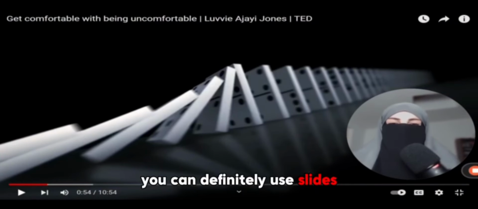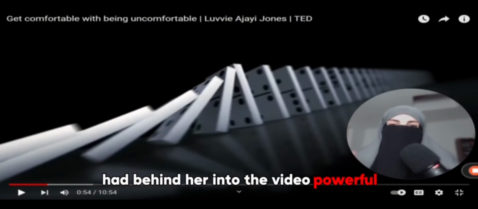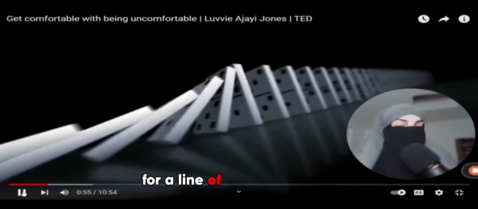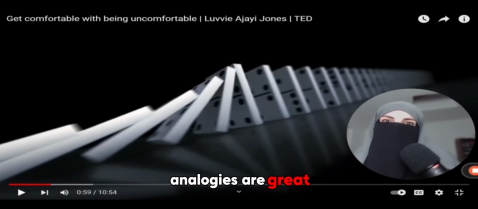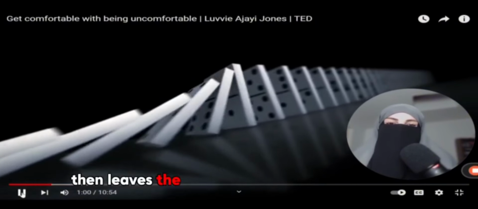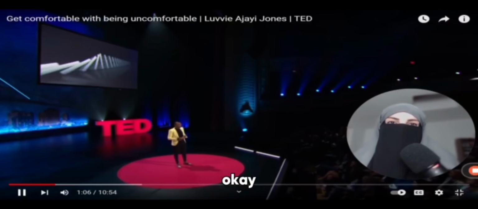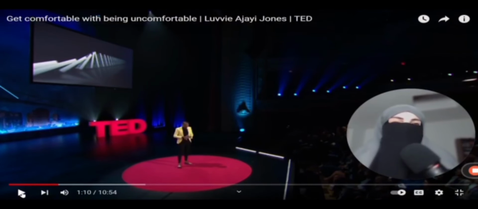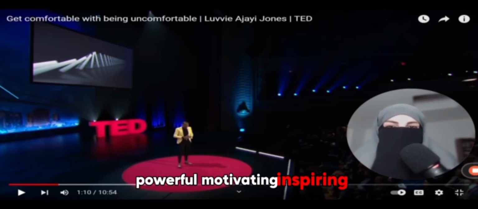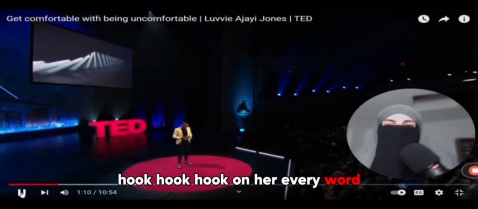You can definitely use slides. As you can see, the editors brought the slides that she would have had behind her into the video. Powerful. What's the effect of the domino? "For a line of dominoes to fall, one has to fall first." Analogies are great. Great for speakers because it brings, again, like a visual image in our mind. "Then leaves the other choiceless to do the same. And that domino that falls, we're hoping that, okay, the next person that sees this is inspired to be a domino." Powerful, motivating, inspiring. She's definitely going to have that audience hooked, hooked, hooked on her every word.